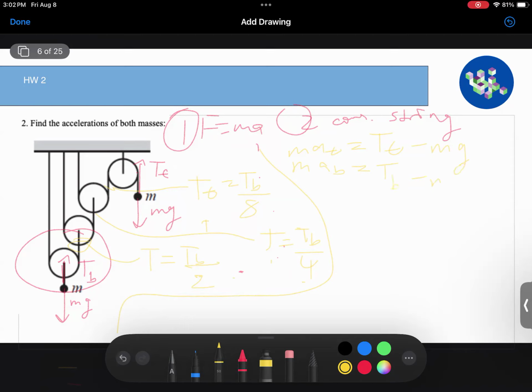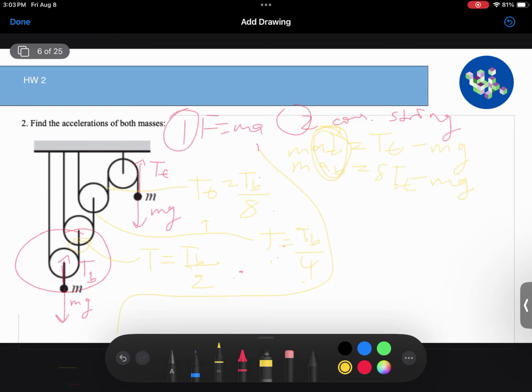And now our final task is to relate AT and AB because we have unknowns, right? We have AT, AB, and then we already related TT and TB. So TB is just 8TT, so I can replace this over here. That would just be 8TT. And now I want to relate AT and AB.